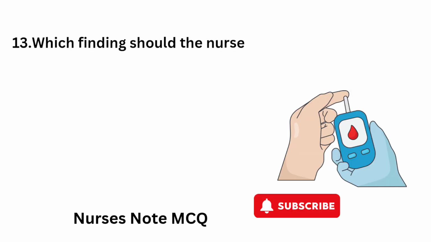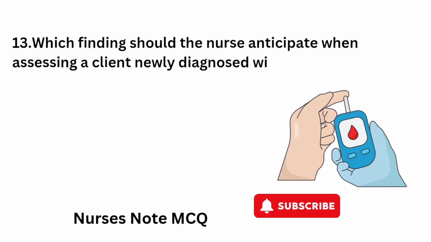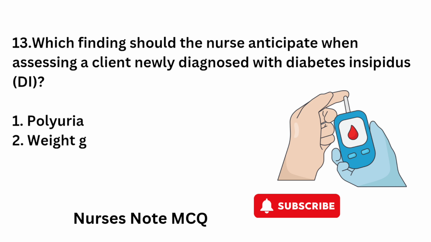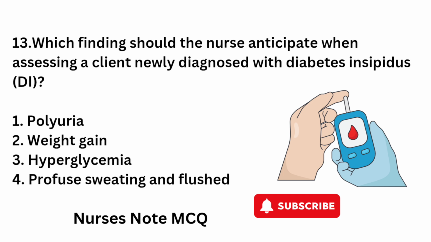Which findings should the nurse anticipate when assessing a client newly diagnosed with diabetes insipidus? 1. Polyuria. 2. Weight gain. 3. Hyperglycemia. 4. Profuse sweating and flushed skin.